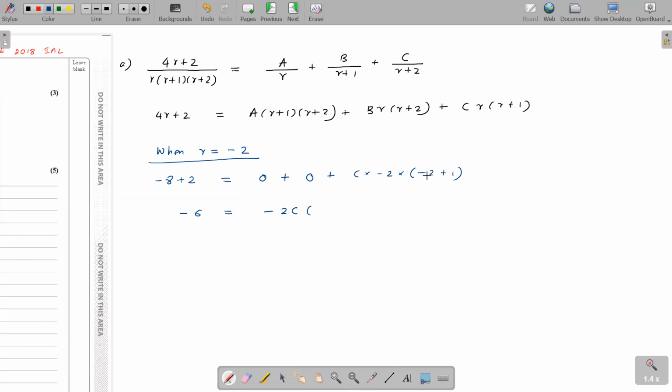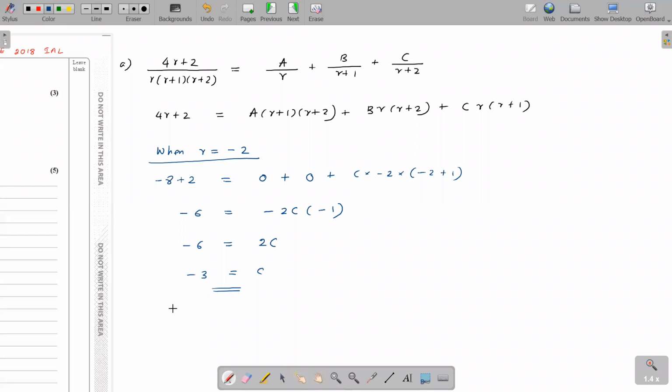Inside the bracket, what do we get? Minus 2 plus 1 is minus 1. So minus 6 equals minus 2C into minus 1, which is plus 2C. So C equals minus 6 divided by 2, which is minus 3. So this is the answer for C. Are you clear with it?